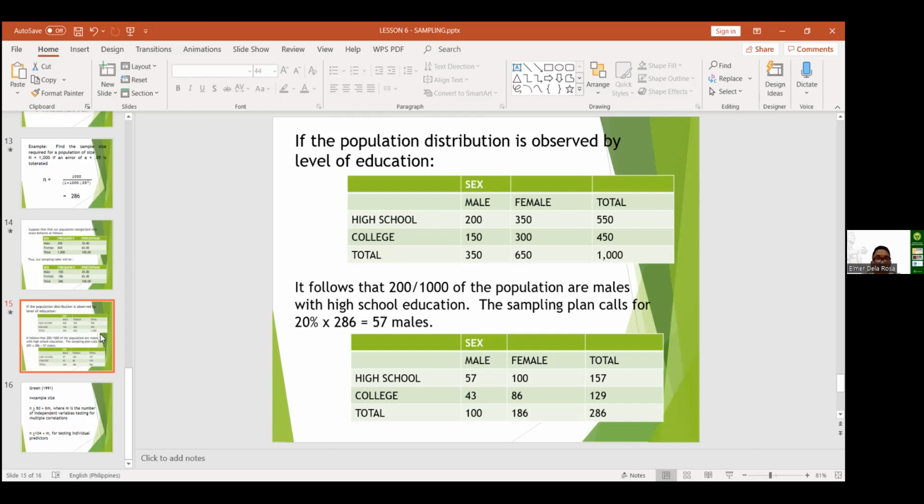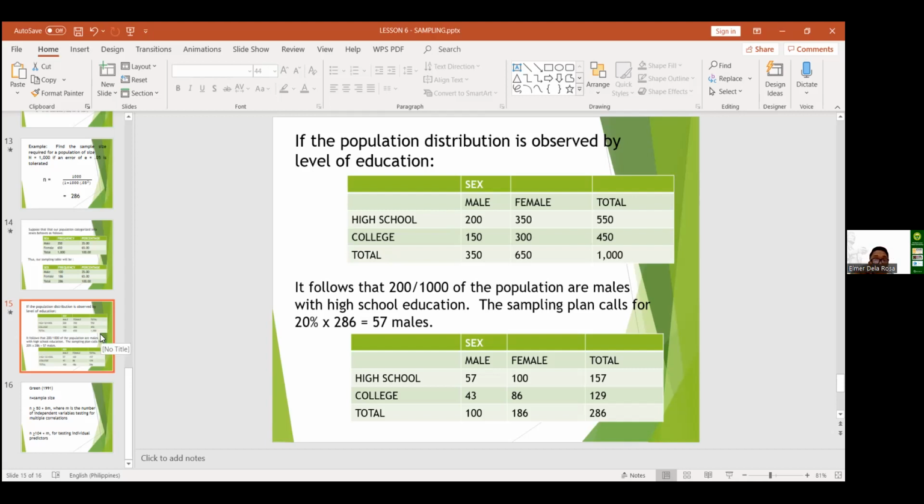So, doon sa 150 na original na list, pipili ako doon ng 43. Doon sa 200 na male high school, pipili lang ako ng 57. Sa 350 na female high school, I only choose 100. And lastly, for the 300 female college students, I'll only need 86. So, yun pa rin kanina, 86 plus 100 is 186 ang female, then 100 ang male. So, ang high school, 157, at ang college ay 129. So, kahit saan mo i-total yan, it should be equal to 286.